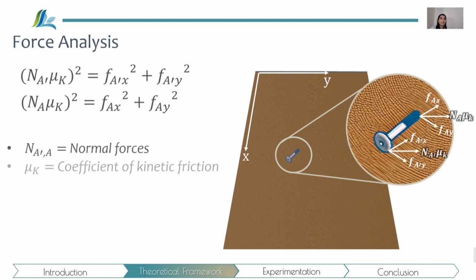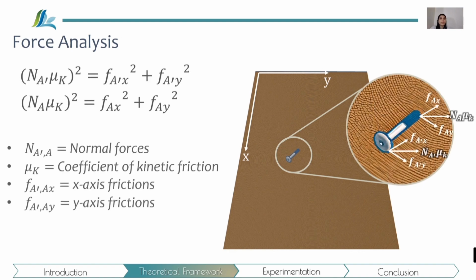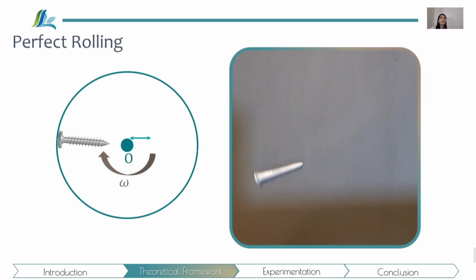For the friction magnitude of A and A prime calculation, these formulas can be used. In a perfect rolling, when the screw rotates, the distance between the center of the circle that has been created from the screw's rotation and the end of the screw is constant in the whole rotation time. We call this distance x.